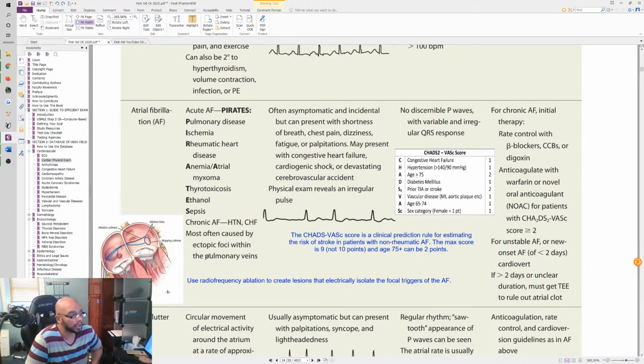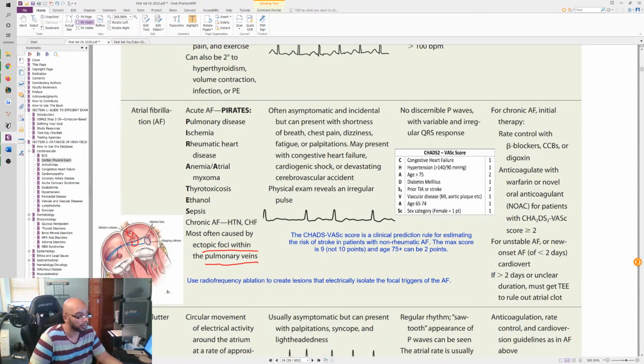Chronic atrial fibrillation can be due to hypertension or congestive heart failure, most often caused by ectopic foci within the pulmonary veins. Okay, and this is very important to remember. This always shows up in questions as well as in answer choices, so you want to make sure you remember that it has to do with the pulmonary veins. The pulmonary veins are going to be a big deal here, and those are the guys that are bringing blood back into the left atrium.